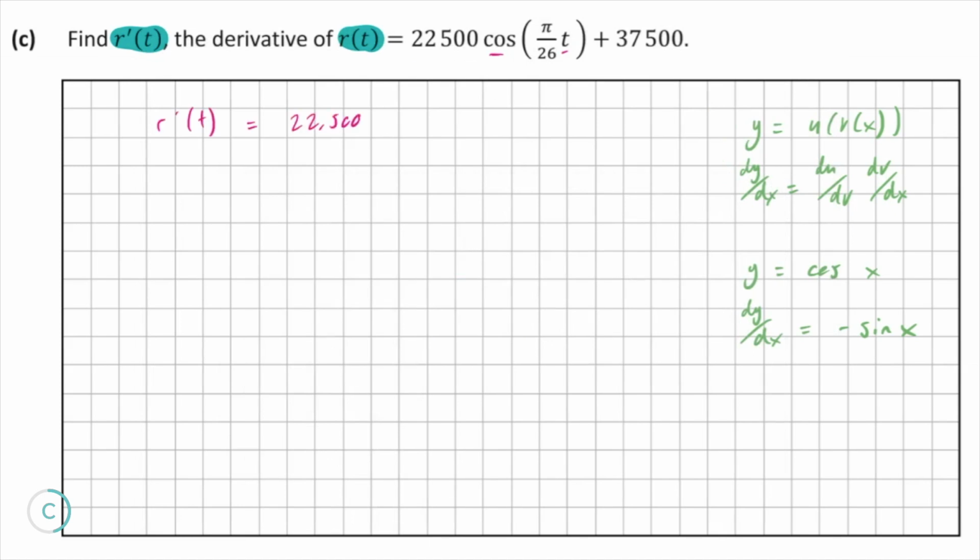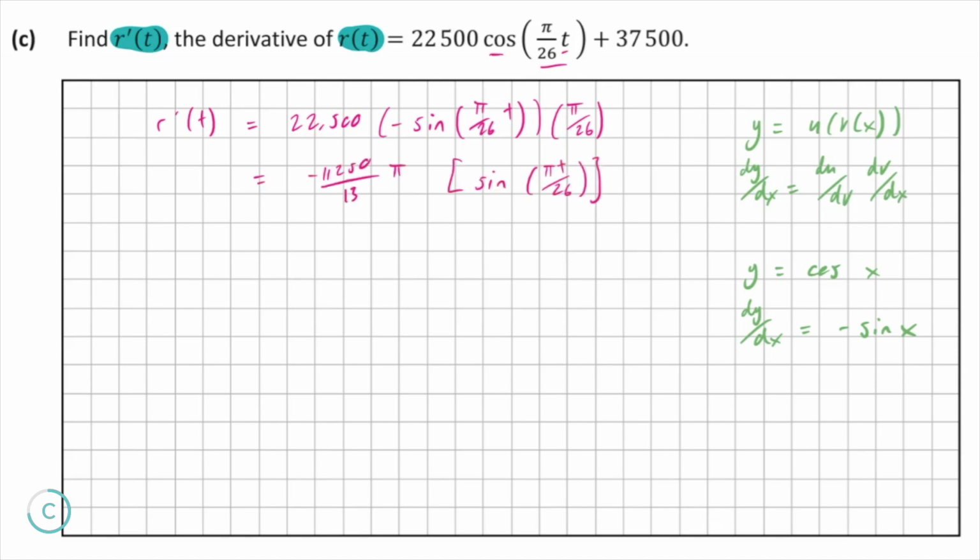So our 22,500 is just going to stay the same. We're going to have the minus sine of whatever we had the cos of in the question. So in this case, pi over 26 times t. And also the derivative of whatever was inside the brackets. So the derivative of t times pi over 26 is just going to be pi over 26, because we had t to the power of 1, that's just going to disappear. So that's r dash t.